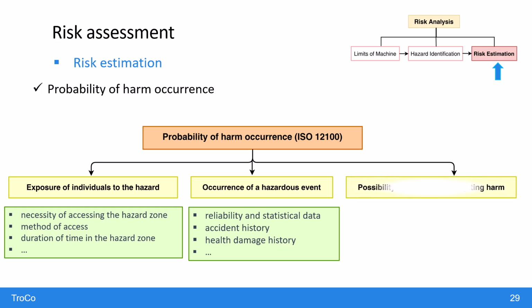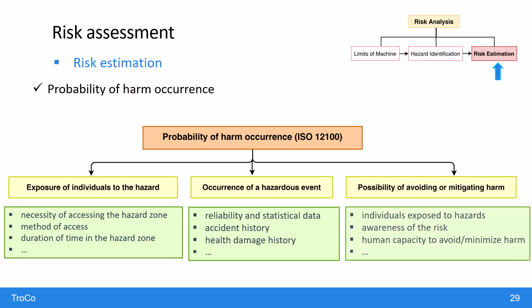Third, possibility of avoiding or limiting harm. This looks at how quickly a hazardous situation could escalate into harm, whether individuals are aware of the risk and their ability or experience to avoid or reduce it. Together, these factors determine how likely it is that harm will happen.